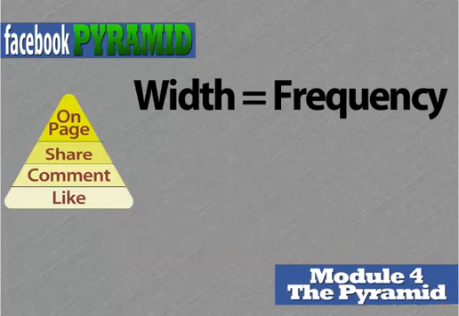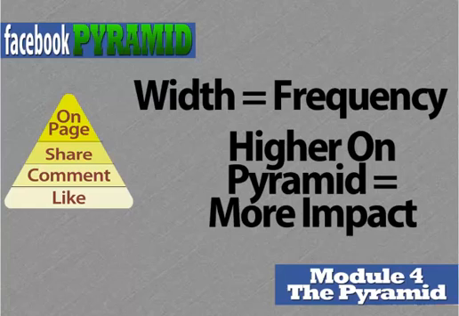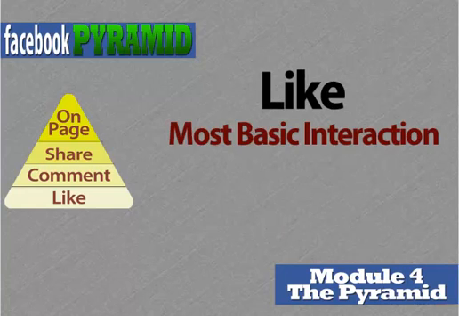The width of the pyramid, down towards the bottom where it's wider, shows the frequency in which it happens. People like things all the time. They comment, share, and go to the Facebook page much less often. But the higher on the pyramid it is, the more impact it has. Liking, just the most basic interaction. Most people will like 10 to 20 things a day.